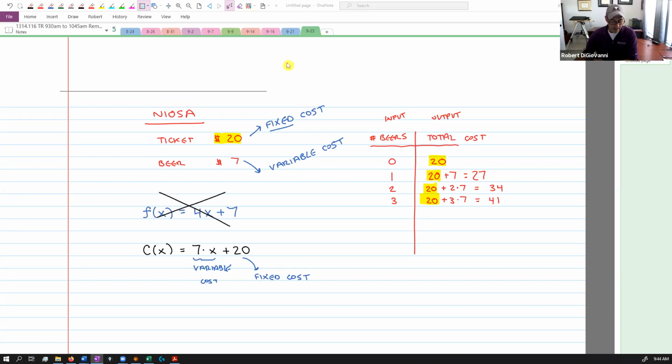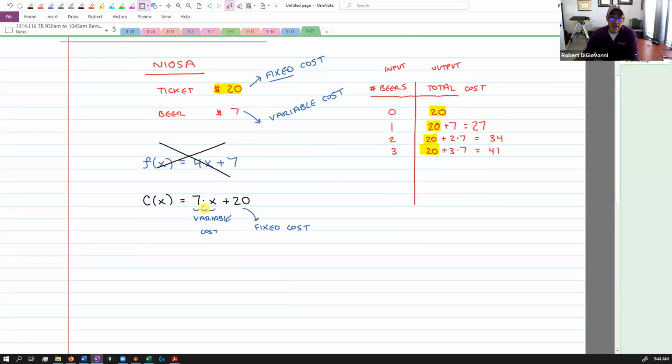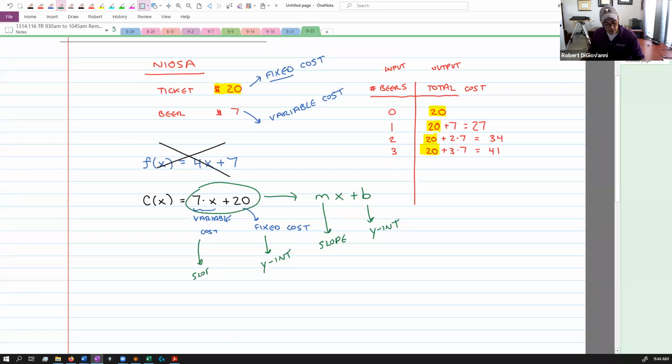Okay, sorry about that. All right, so do you all see how we have taken this real world problem and converted it into a function? A linear function. It looks a lot like mx plus b, which was the formula we used for a line. The m here was always our slope, and the b here was our y-intercept. So for us, this fixed cost is really going to be a y-intercept if we tried to graph this, and the variable cost would represent the slope. Does that make sense?